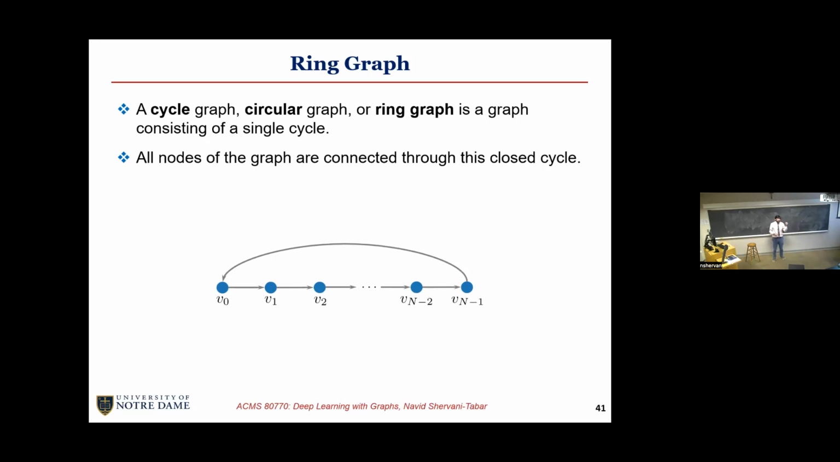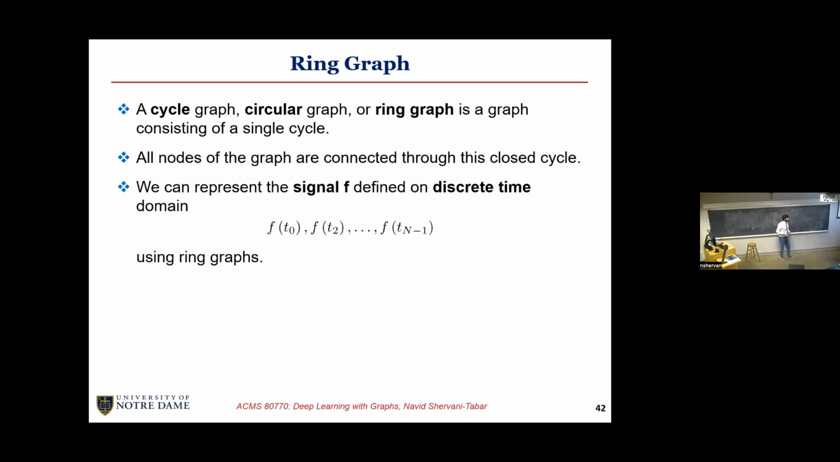So it means that we have a time domain which essentially has some periodic boundary conditions. So let's say that we have a signal defined in the time domain on points t0, t1, t2, to tn minus 1, and I'm showing the function f evaluated at each point using f(t0) and so on and so forth.